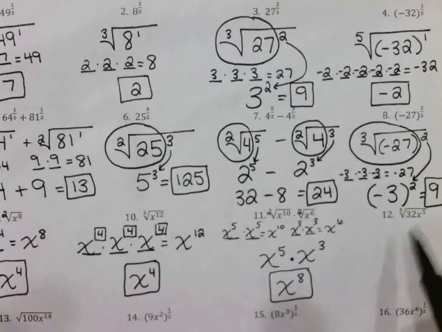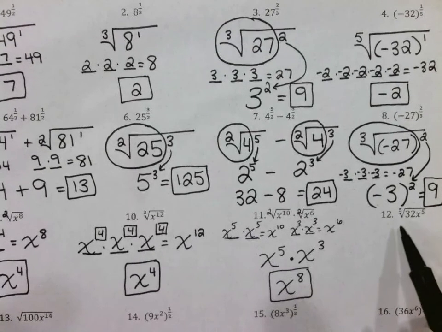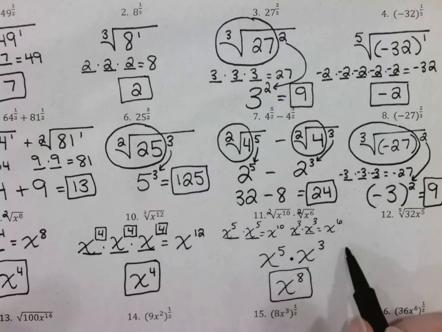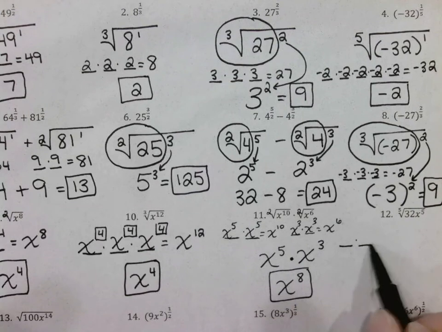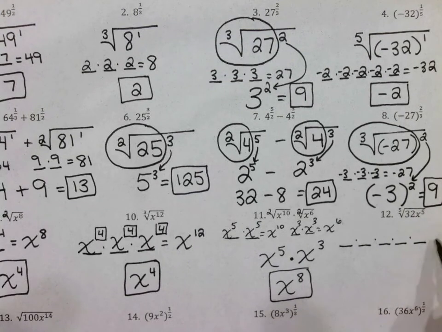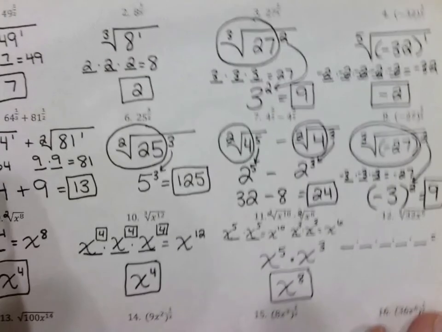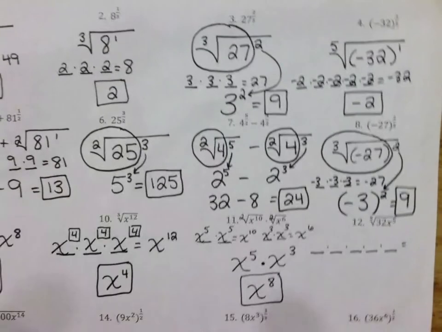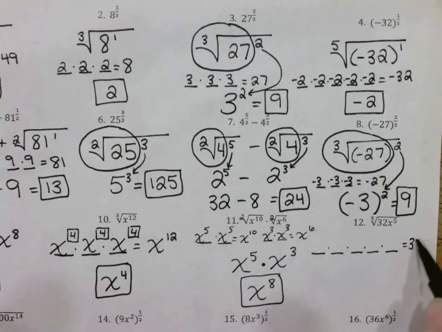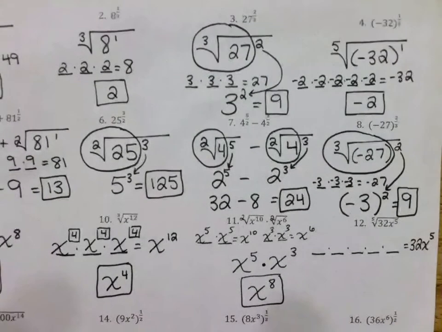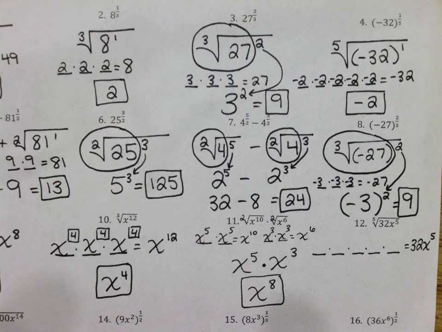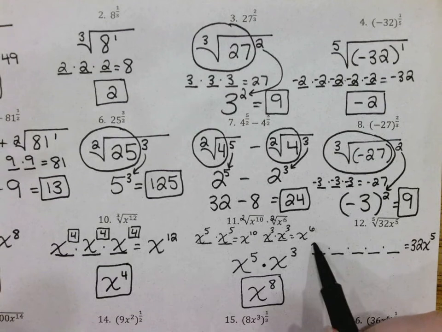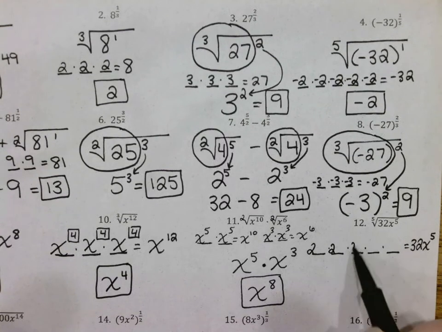Okay, moving on here. So again, our index is 5. So now we need 5 things: something times something times something times something times something. That's going to get us this 32x to the 5th. You may want to just focus on the 32 first. What are 5 things that multiply together to get us 32? And they all have to be the same thing. That's going to be 2. So out in the front of these blanks, I'll put a 2.